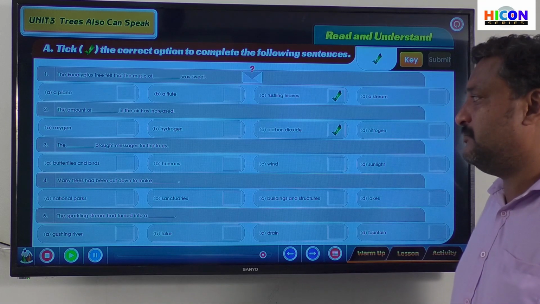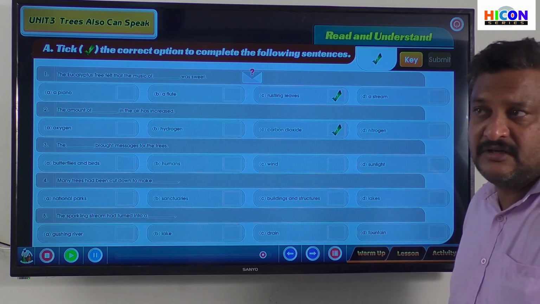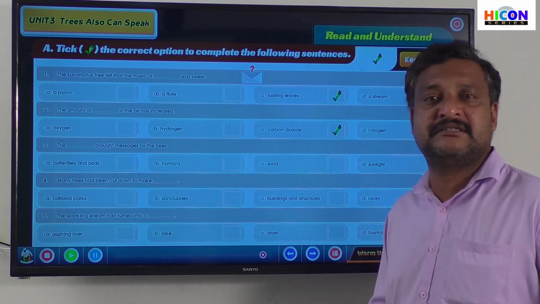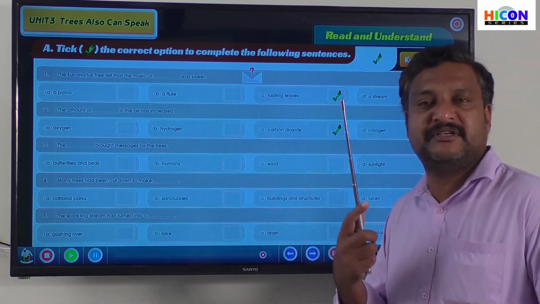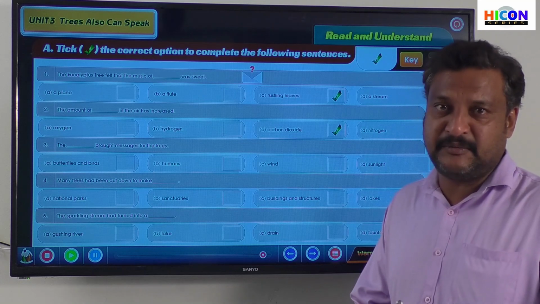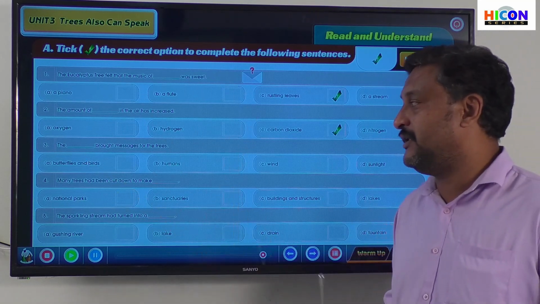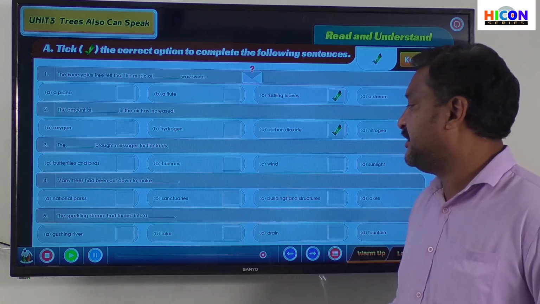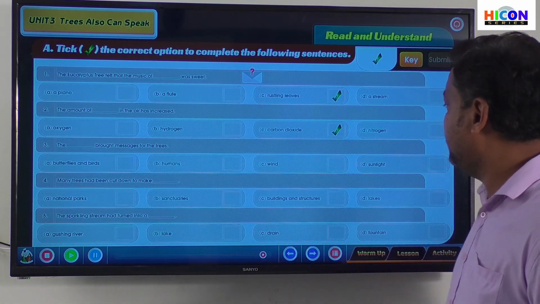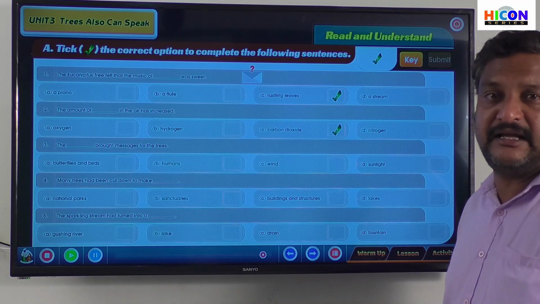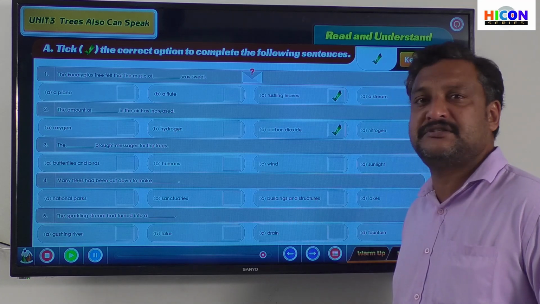Third one. The dash brought messages for the trees. How did the trees get the messages? Somebody brought these messages for the trees in this magical forest. Who were they? Options: A, butterflies and birds; B, humans; C, wind; D, sunlight. So, who did bring the message?